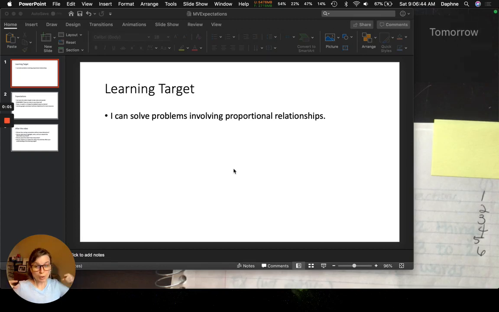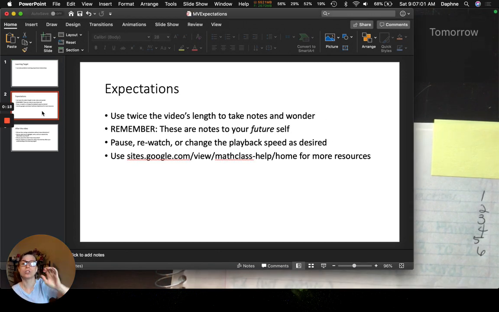This should go super fast because we're just doing the part 2 piece of it because we already did part 1, and then redoing that will be one of our stations. So, learning target: I can solve problems involving proportional relationships, which we've already been doing, but now we're going to do it more explicitly in notes so you have more examples to look back at.